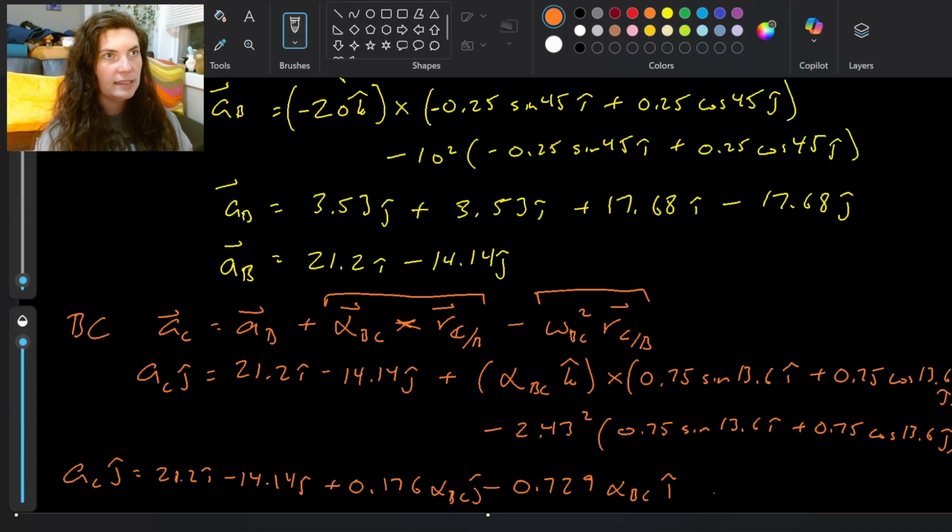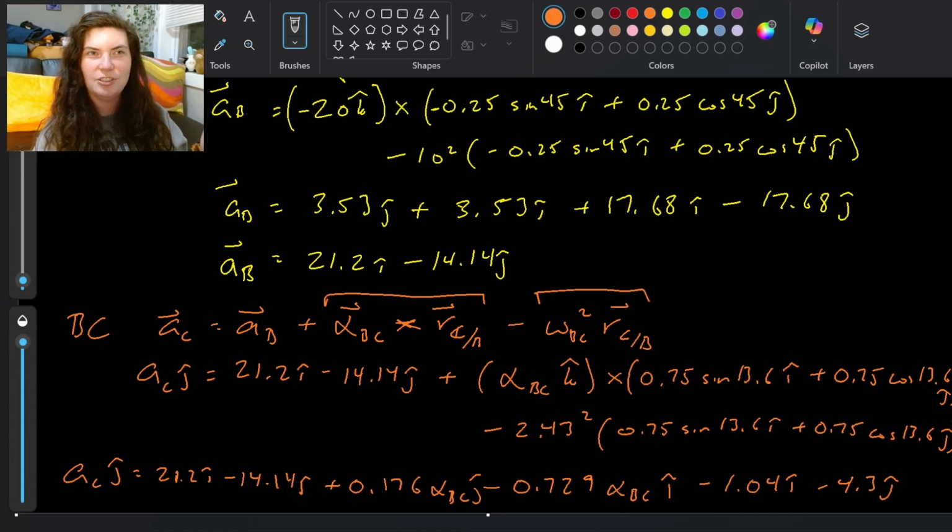Okay, and then we'll simplify this last guy here. So the negative 2.43 squared times 0.75 times sine 13.6 gives me negative 1.04 I hat. And then the multiplication of all that last stuff is 0.43 j hat. There's a lot of numbers in there. These acceleration ones get really long to write out. They're not horribly difficult, it's just a matter of keeping all of your signs straight and making sure that you've caught all of those numbers, because it's going to take you multiple lines of writing.